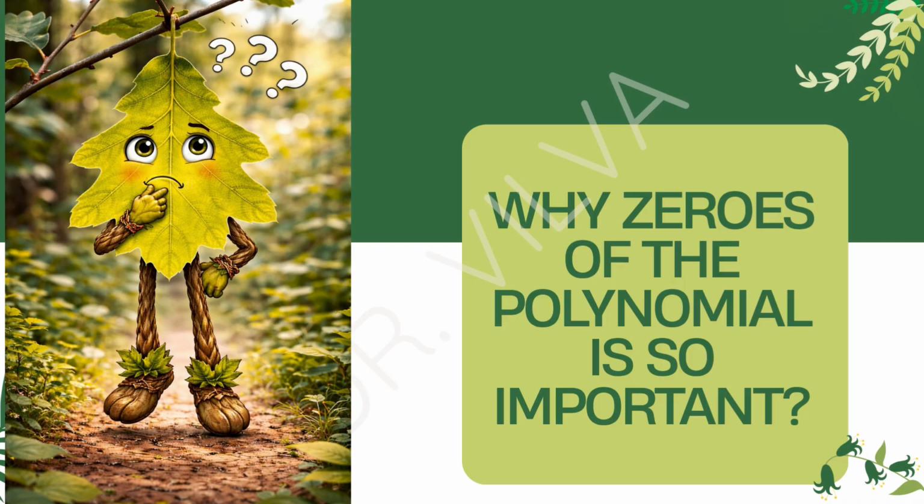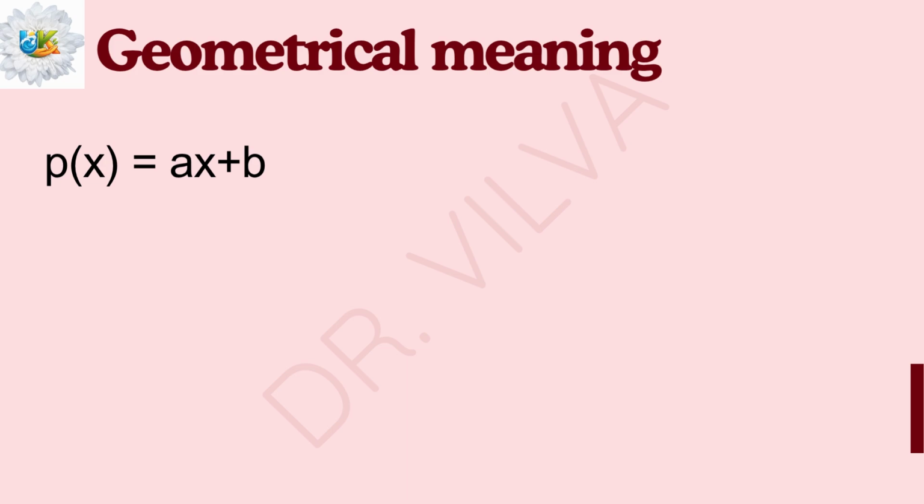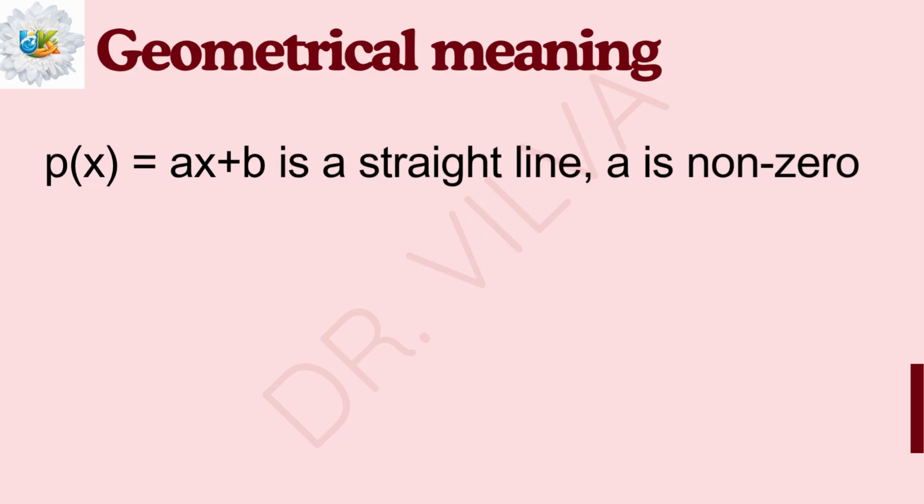Why do we care about zeros? The answer is simple. They have a geometrical meaning. Think about a linear polynomial p of x equal to ax plus b. When you graph this, it is always a straight line. If you want to find the zero, you are basically asking where does this line cross the x-axis.